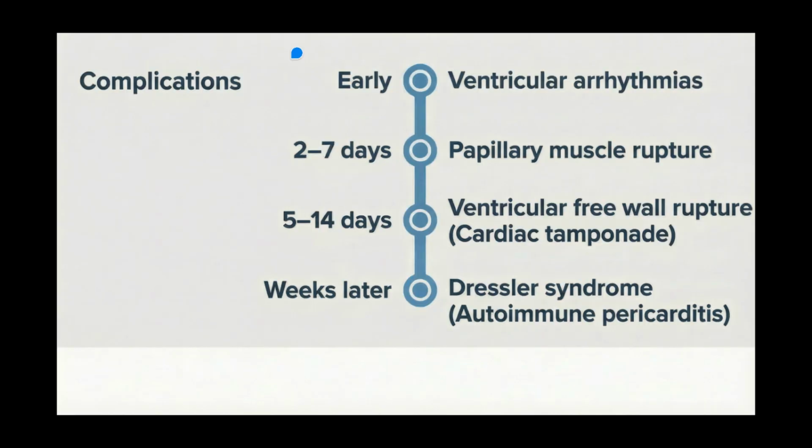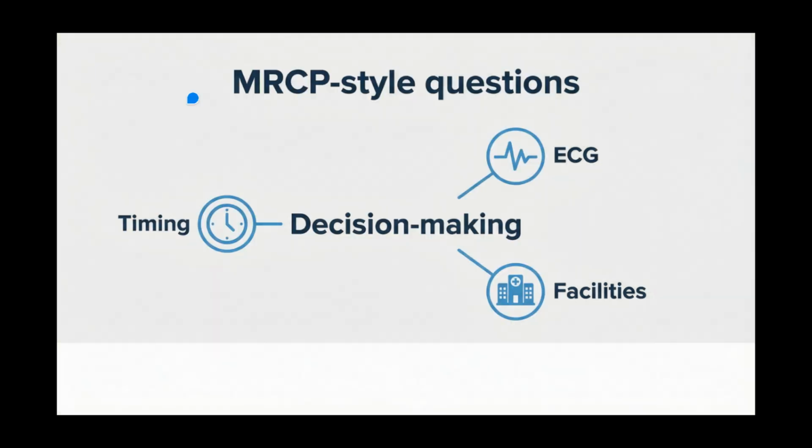Ventricular arrhythmias occur early. Papillary muscle rupture occurs 2 to 7 days post-MI. Ventricular free wall rupture typically occurs between 5 and 14 days and causes cardiac tamponade. Dressler syndrome is a late autoimmune pericarditis occurring weeks after.